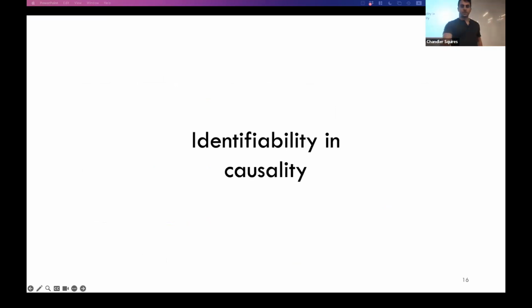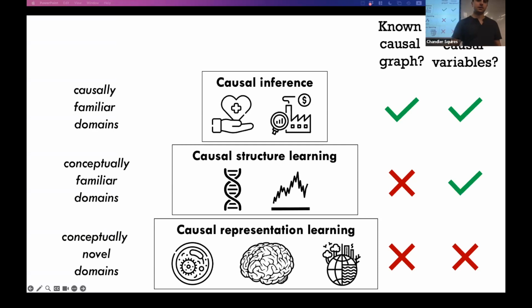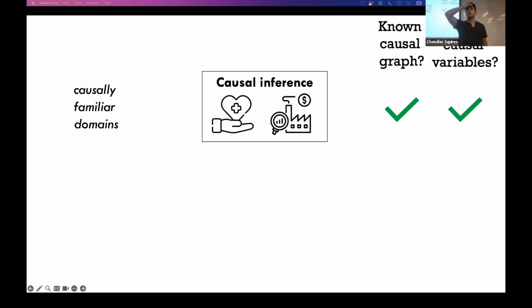So now that we know about structural causal models, let's talk a little more about questions that come up in identifiability in terms of causality. I like to roughly divide work in causality into 3 types of domains. The first domain I would call a causally familiar domain. This is one where you might have domain experts or common sense, so that you know the variables that you care about in a healthcare setting.